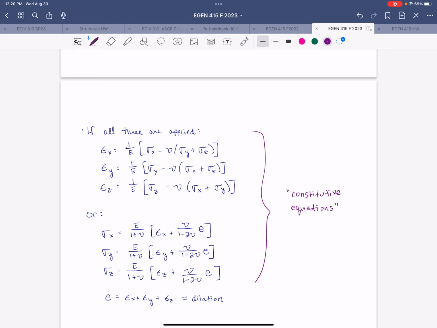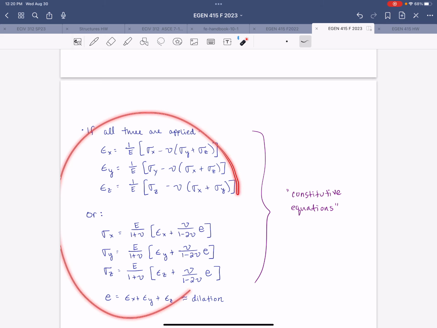Now on the next page, you'll see a handout that includes the equations for the condition of plane stress. That simplifies them quite a bit. So they're on the next page for your reference if you're dealing with a plane stress situation.